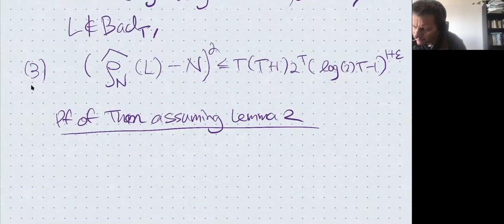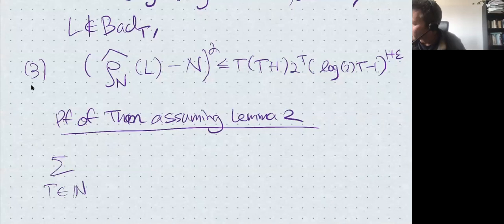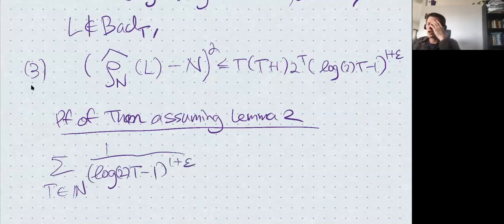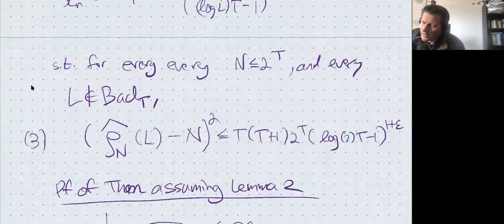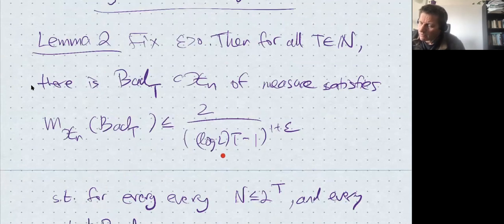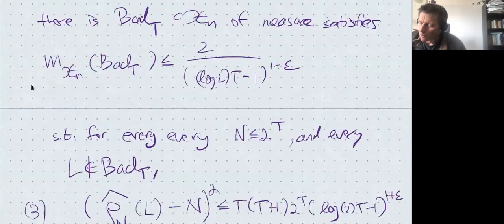Let's look at the sum of these numbers. Log 2 is a constant. Log 2 times t minus 1, summation over integer t to the power 1 plus epsilon is a convergent series. And in the lemma, we bounded the volume of the set bad t by this number. So the sum of these volumes, where t ranges over the integers, is finite. So we can use Borel-Cantelli.